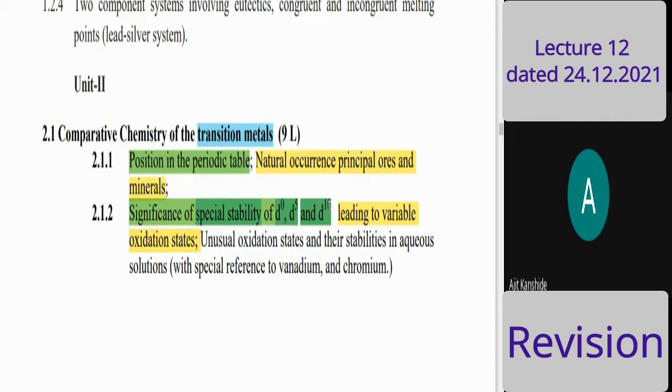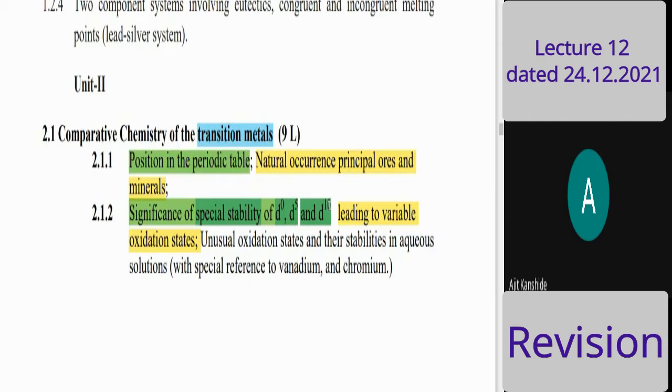So for d0, completely vacant; d5, half filled; and d10, you will easily understand. d10 means completely filled. But why does a completely filled orbital give extra stability? Because the net magnetic moment is 0. Could you understand that for d10 the net magnetic moment is 0? Yes, sir. Okay, good.